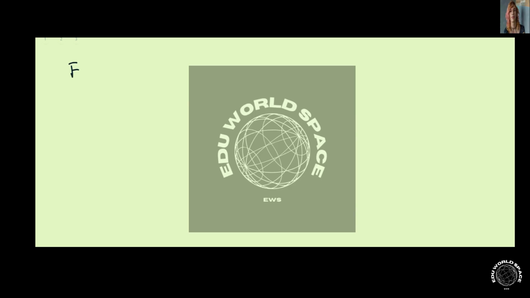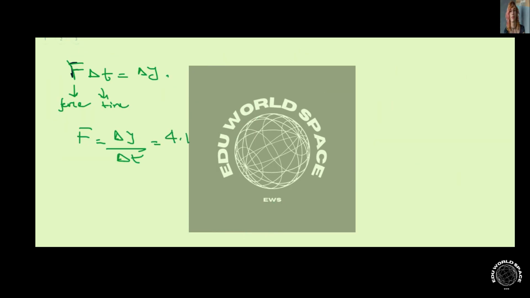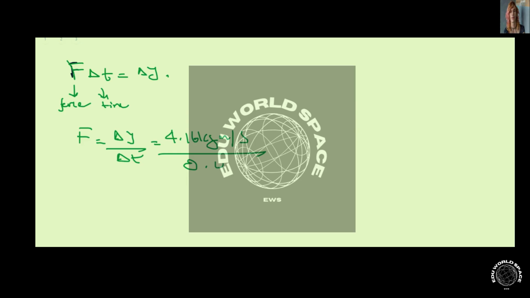So the impulse, which is force times the change in time, so this is the force and this is the change in time. If the impulse is equivalent to the change in momentum, then you could see that the force obviously has to be the change in momentum over the change in time. The change in momentum for Big Bill Tilden happens to be 4.16 kilogram meters per second over the change in time, which is 0.03 seconds.